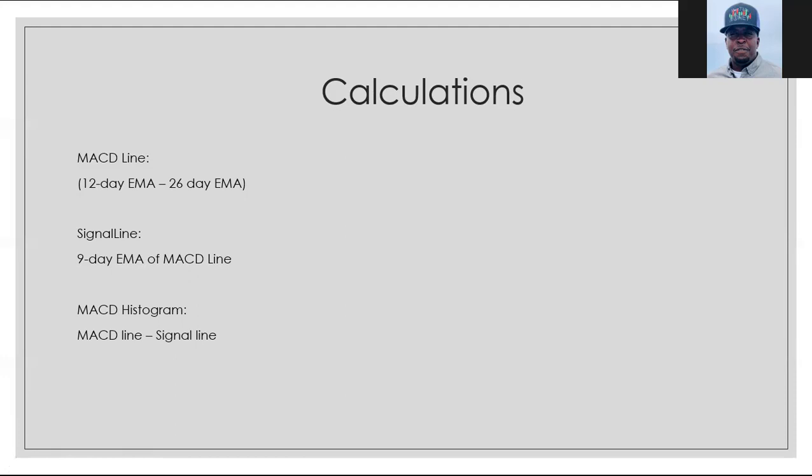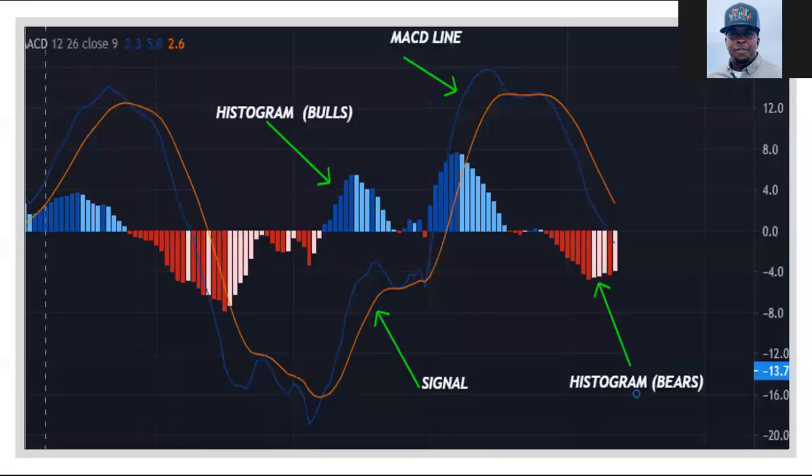So what does this all look like? The MACD, all right? This entire diagram here is the MACD. The blue line is your MACD line. The orange line is your signal. This is your histogram. This entire volume here is your histogram.